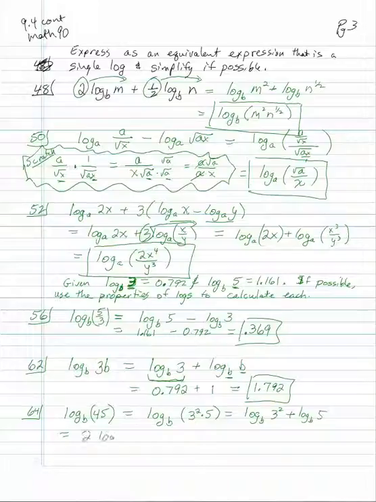So it'll be 2 log base b of 3 plus log base b of 5, which is 2 times, we know log of 3 is 0.792, and we know log of 5 is 1.161. So punch that in my calculator. And I get 2.745.